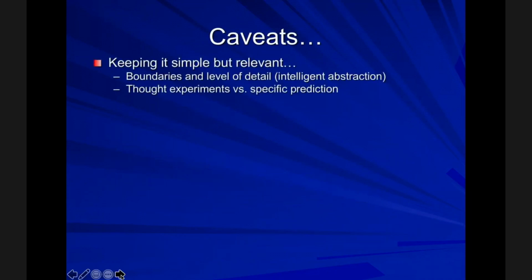Keeping it simple but relevant. It's really critical in these models, if they're going to be informative, to set bounds on them. And that is a decision, what we include and what we don't include. The beauty of this is that it's very explicit, what we include and what we don't include, and other people can see it.